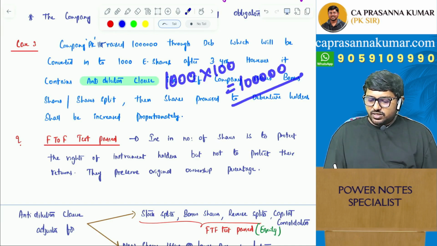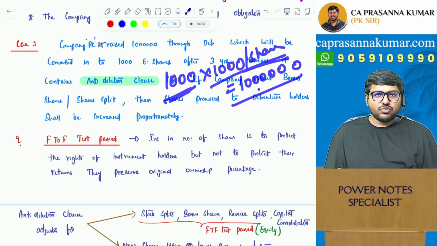This much. Correct? Okay, here the value is 10 lakhs. So I'll keep 1,000 per share as the market price. 10 lakhs is what I'm paying you, right? 1,000 shares, each share worth 1,000.